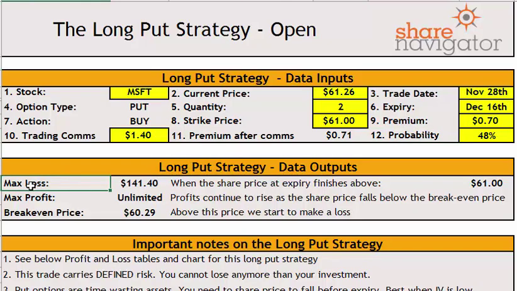So if we look at our max loss position here, the spreadsheet is telling you that you can only lose $141.40. That's just equal to our net premiums multiplied by the number of contracts that we've done. So it's $141.40. And we make that max loss at expiry when the share price finishes above $61.